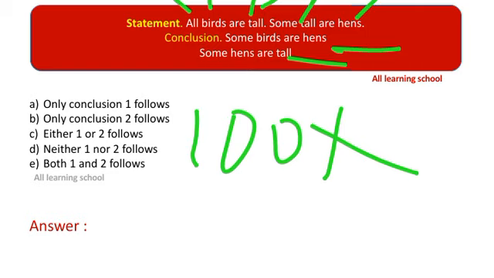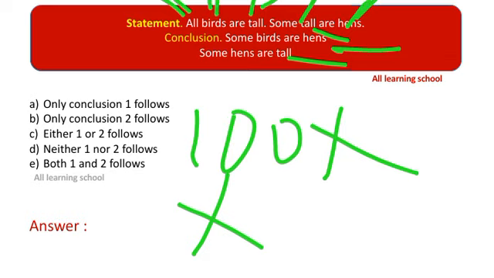Now we'll look at whether there is any exception case. Like I told you, in first statement all birds are tall, and if in a conclusion it is present some tall are birds, it will be correct because there will be no need for merging. In those questions when merging is not possible, we look at the possible exceptional case. Here the first conclusion is some birds are hens. Hens from second statement, birds from first statement, so it will be wrong.